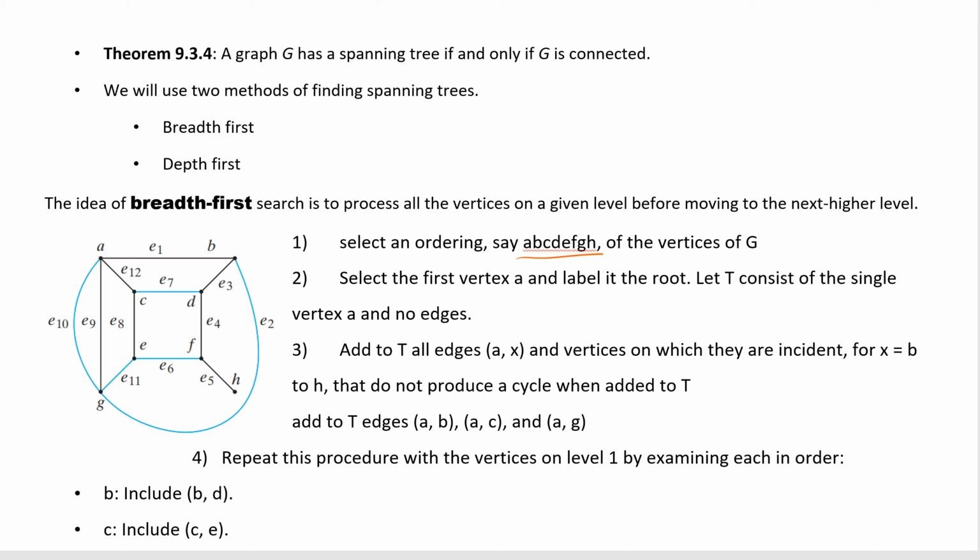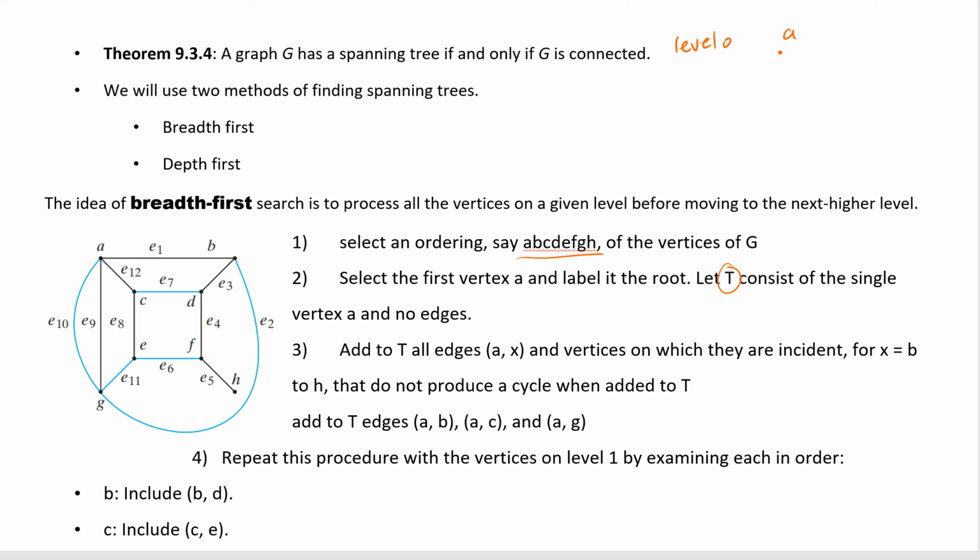And then next, let's select the first vertex A and label it as the root. Okay? Then we let T be the set consisting of the single vertex A and no edges. Okay? Then T is like our tree. So every step we're going to add some edges and some vertices in the tree. Okay? And then finally we will get a spanning tree. So let me draw a picture here so you can see the difference. So we have A. This is like level 0, right?